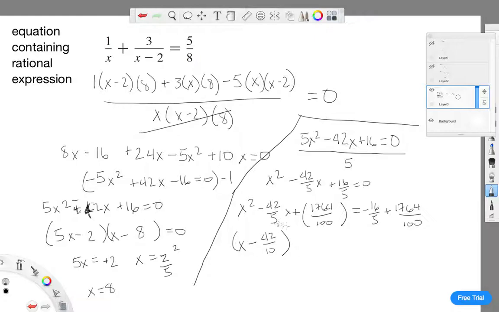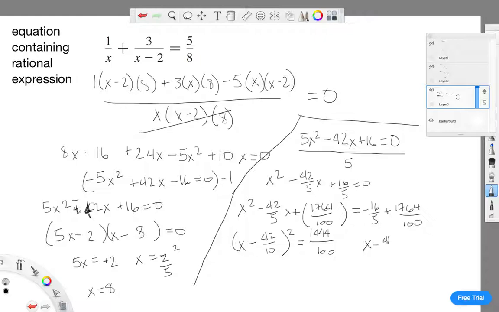42 over 10 is half of 42 over 5. Square that, and now let's find our common denominator, which is going to be 100. So 5 times 20 is 100. 16 times 20 is 320. And so we've got 1764 minus 320, or 1444 over 100. 1444 conveniently is a perfect square, and so k is greater than 0. We'll take the square root of both sides.